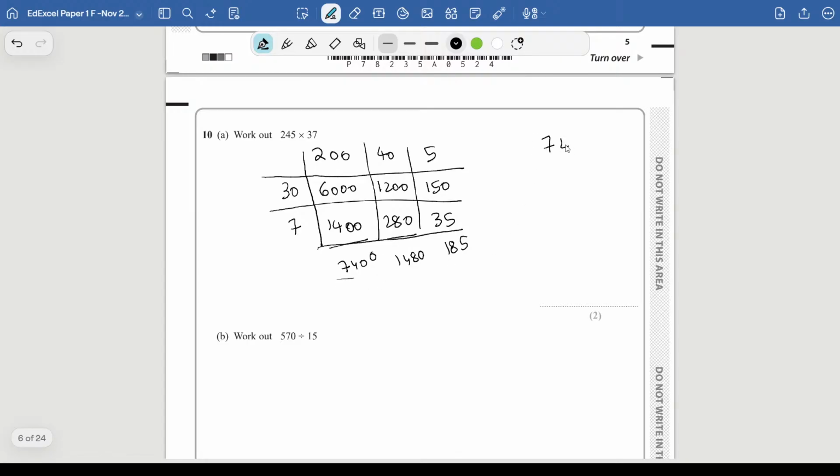So 7400, 1480, and 185. So when you add them all, you get 5, 16, 10, and then 9. So 9,065 is the product of these two numbers.